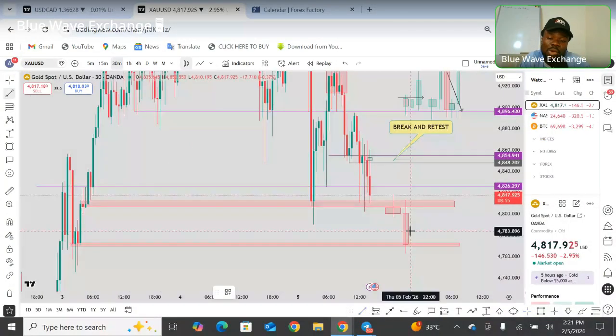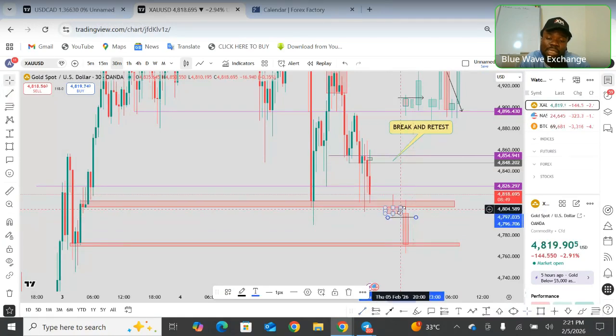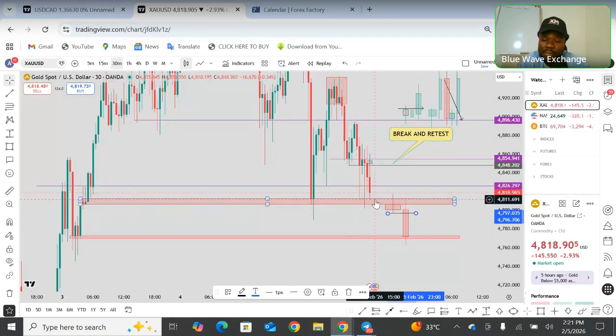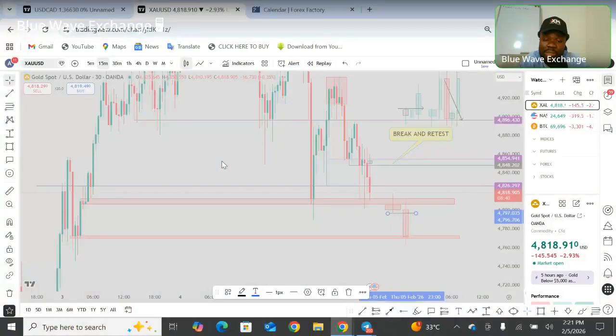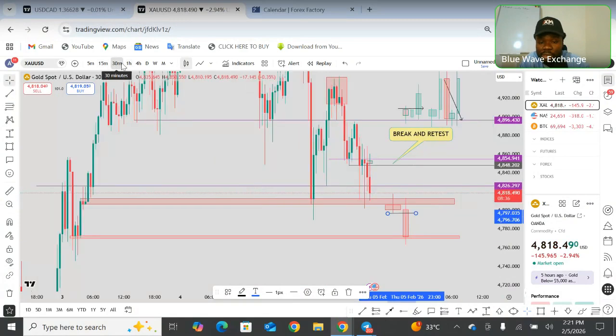So with my entry models, if price closes below and it has not been extended, what I will do is wait for price to break the low. If it takes the low, then it's a signal that price will keep on moving down to the next target. But you see, as price got to this level, what's happening currently? It's being rejected. So it's very important you pay attention to the levels.